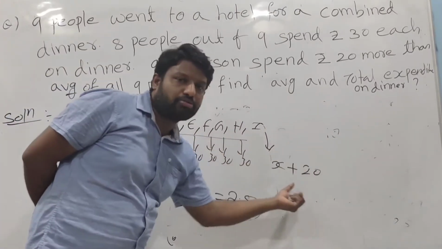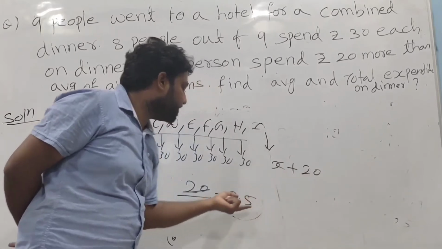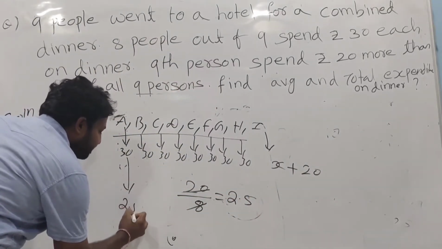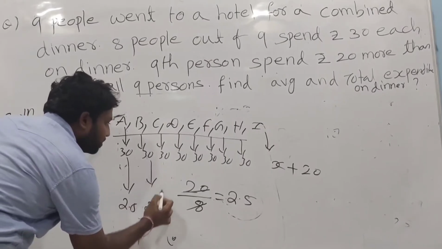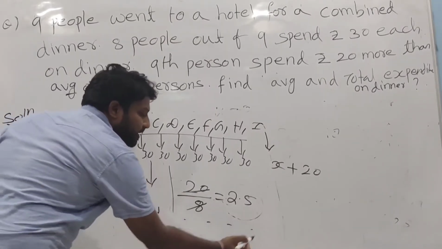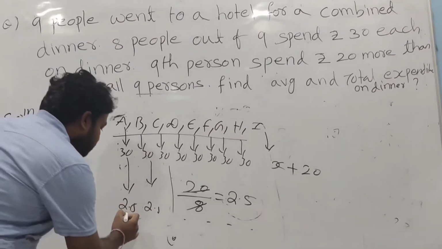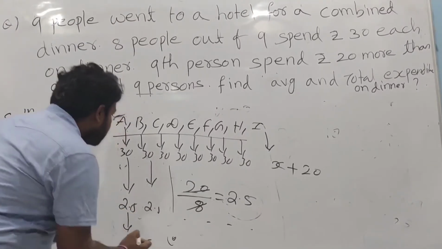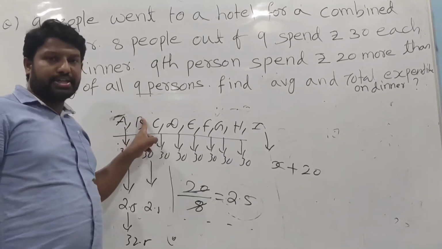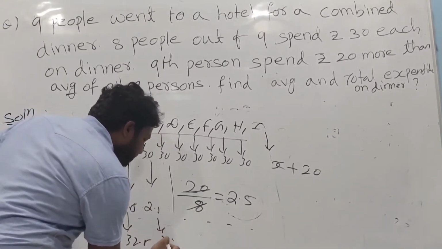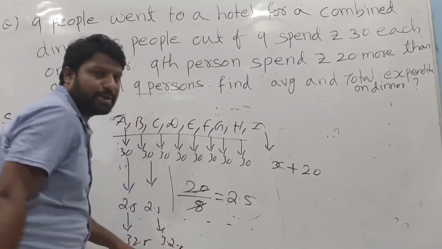Now this extra 20 that the 9th person is spending is shared by these 8 people. Then this person need not contribute this value. So each person has spent an extra 2.5. So in total how much will they spend? 30 plus 2.5, so the total is 32.5. This person will spend 32.5, this person 32.5, this person also 32.5. Like this, each person will spend 32.5. This is nothing but the average.